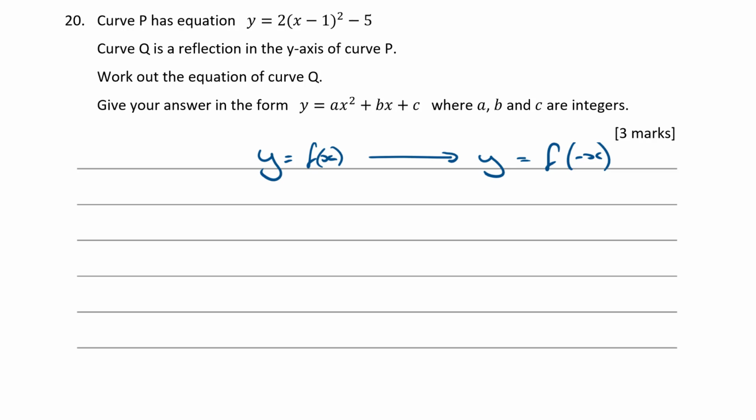Okay, so basically what we need to do is go through our equation above and replace our x with minus x. So we're going to rewrite the equation. So curve Q then is going to be that same equation but with the x replaced with minus x.